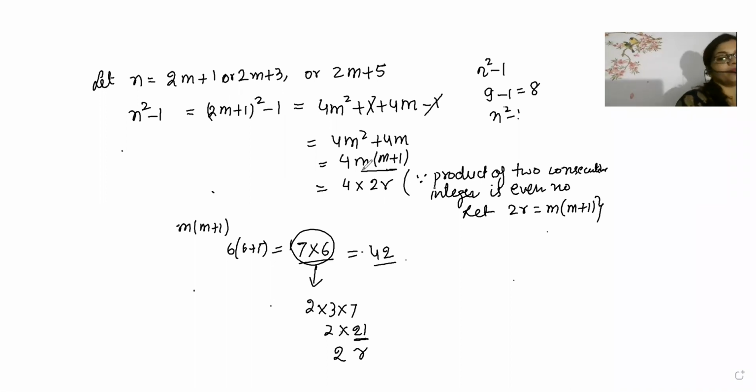Now understood, Abhirami? Because of that only, beta, we have taken here 2r. Now you have to understand this.